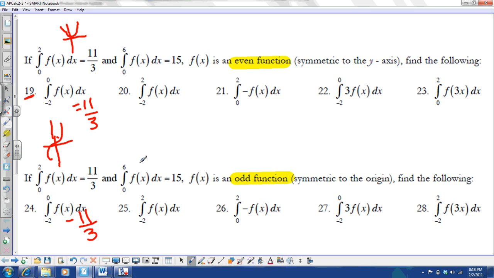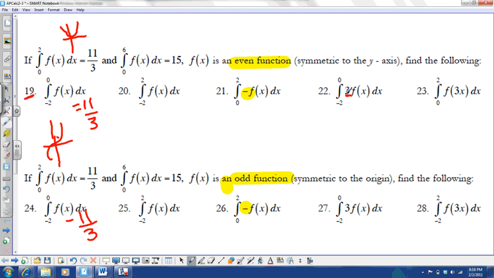I think you can also figure out 21 and 26, but I just will mention to remind you, when you have a negative f of x, the negative flips your function over the x-axis. So you'll need to be thinking about that when you do 21 and 26. 22 and 27 are similar also. They have this 3 on the outside of the function.